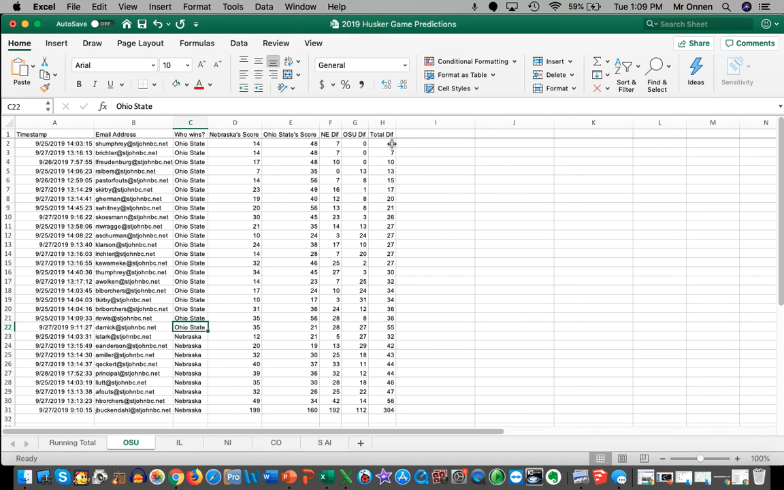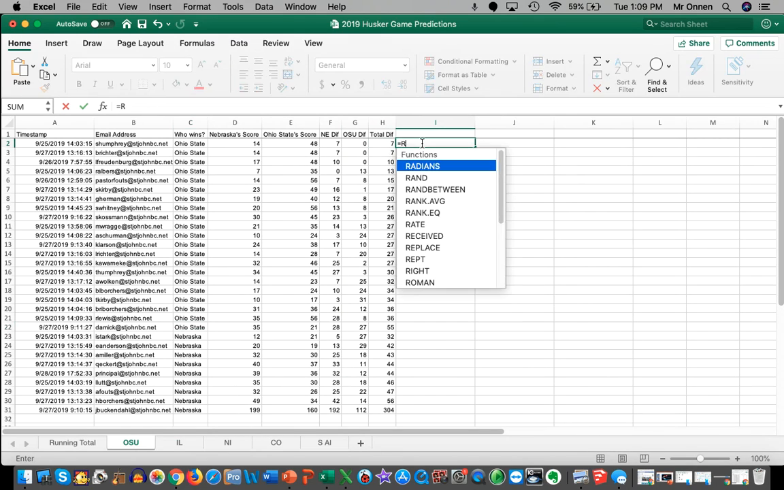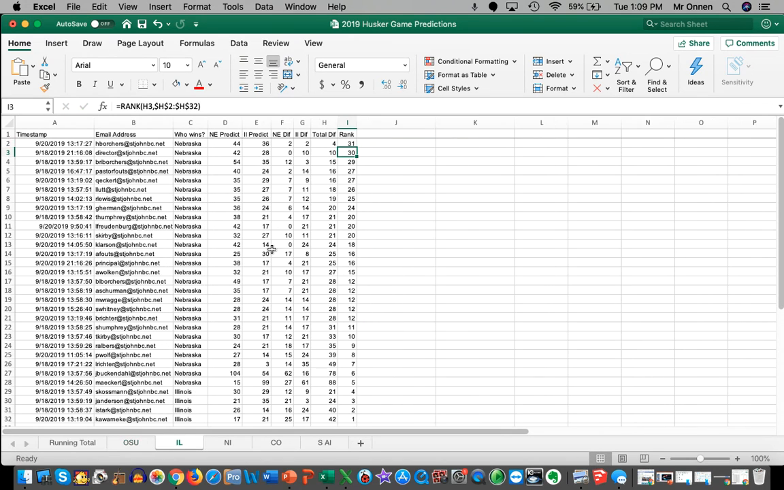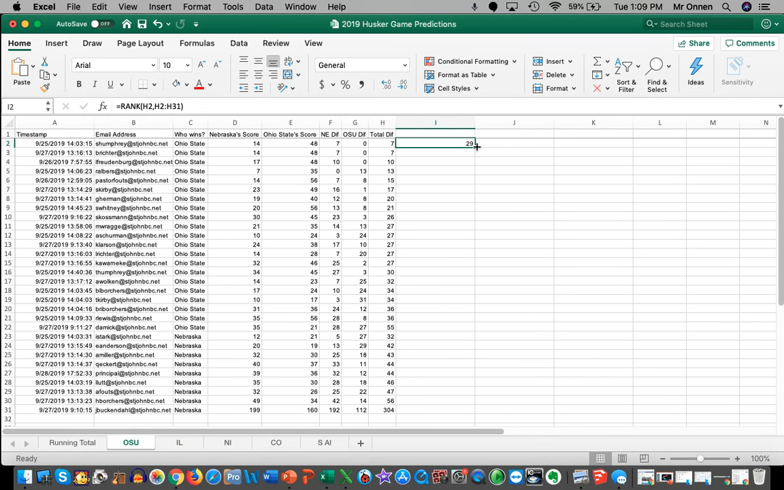So I don't just want the total difference. I want the equals rank. And with that, I want this number, comma, and then the reference. The reference is all of the cells I'm considering. Close parentheses, enter. 29. All right. So essentially, she got 29 points, as did Bo Richter, because they tied, right? And Miss Buckendahl got 1. Good job. I'm proud of you.